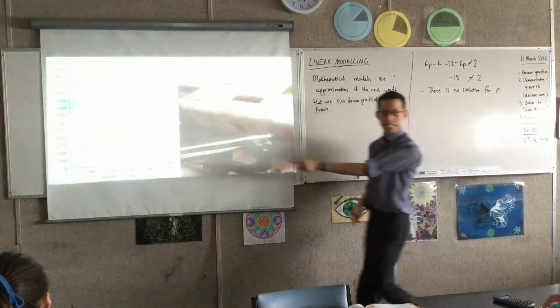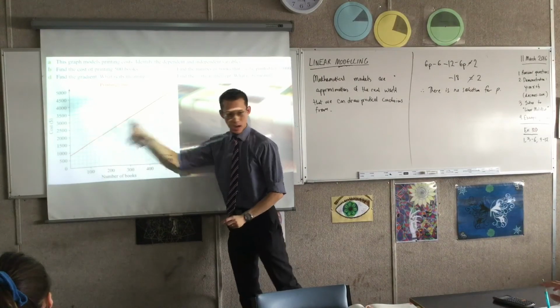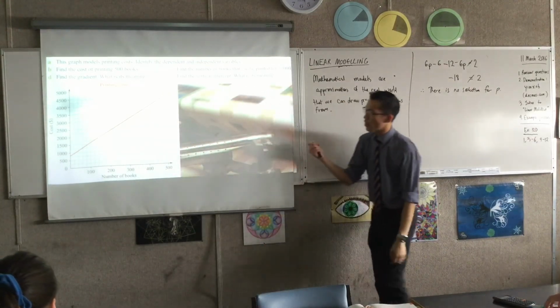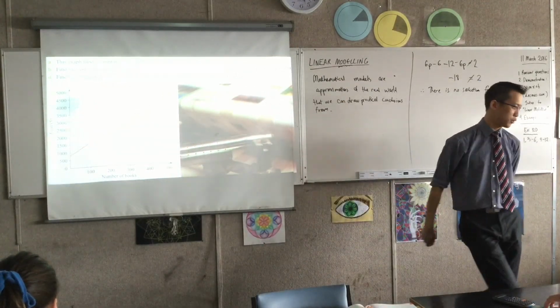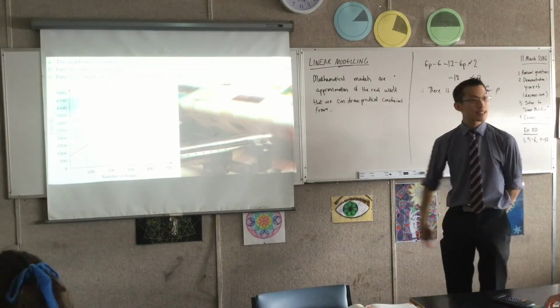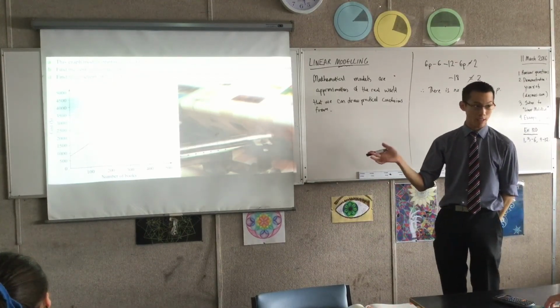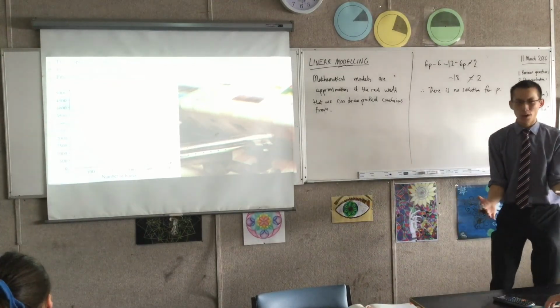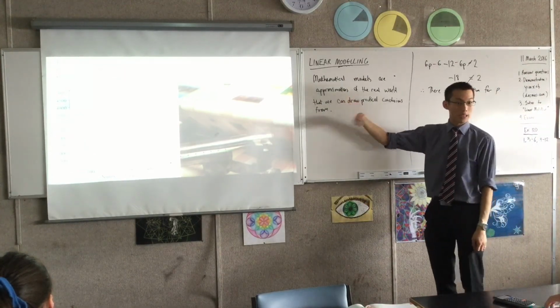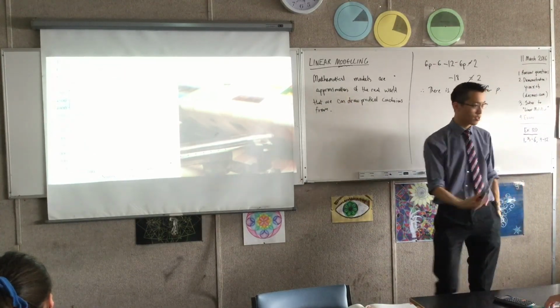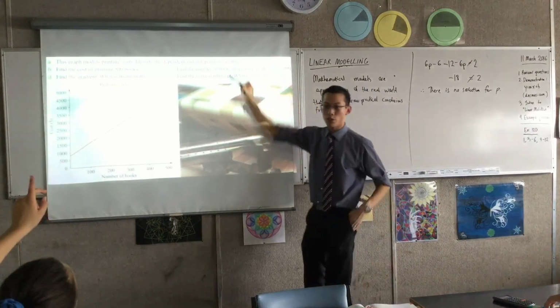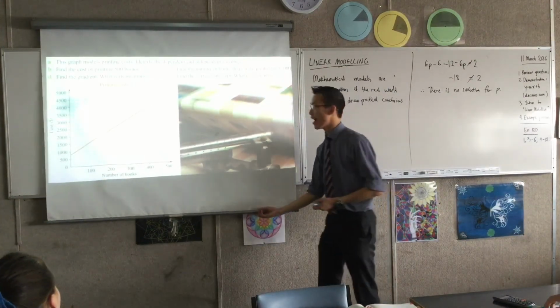This is a linear model, this thing here, of printing costs versus number of books that are produced by a certain publisher, okay? It's a linear model because it's a straight line. It's not the real world, but it's close enough that we can make some decisions on it, and draw some conclusions from it. Yes. Is this accurate?